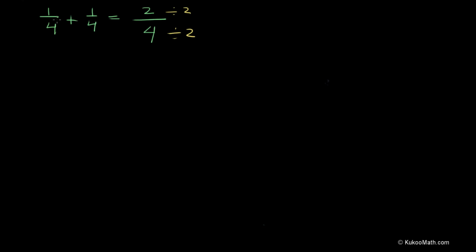So once we do that, we see that 2 divided by 2 is equal to 1, and 4 divided by 2 is equal to 2. So we get that 1/4 plus 1/4 is equal to 1/2. Now what we're going to do next is try a different problem, and this time we're going to try 2/5 plus 1/5, and we're going to follow the same procedure as before.